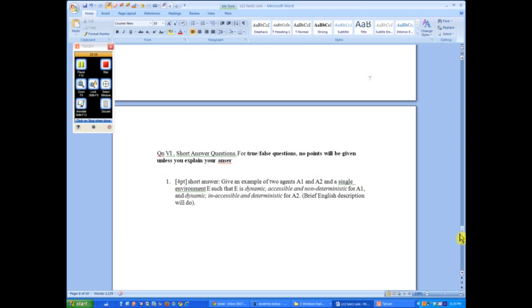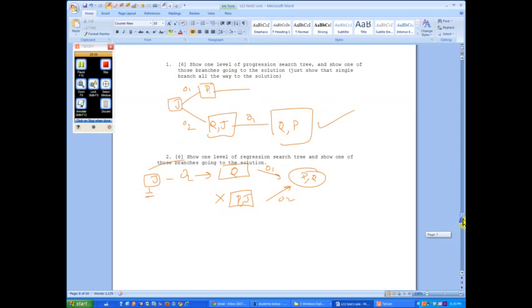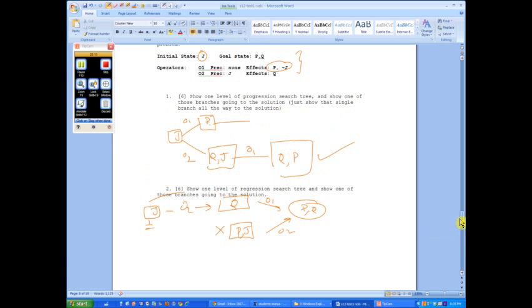By the way, that's an important thing that I mentioned. It doesn't make a difference in this case, but this is like a digression: if your actions have negative preconditions, then regression states will have negative literals.